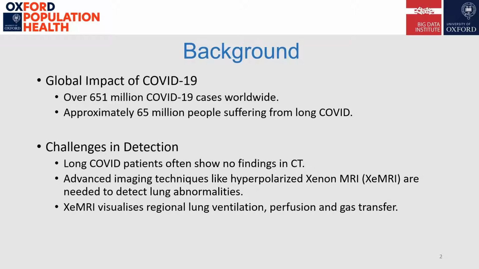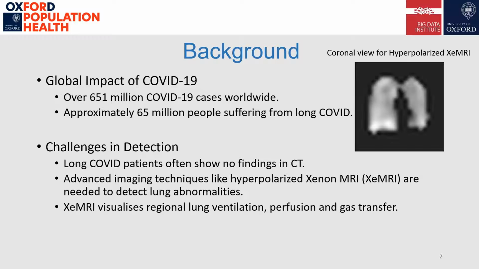To start, let's consider the global impact of COVID-19. Over 651 million cases have been reported worldwide, and approximately 65 million people are suffering from long COVID, characterized by persisting symptoms, especially affecting the lungs. Although CT scans are commonly used to detect pulmonary disease, many long COVID patients show no abnormalities in CT. Therefore, advanced imaging techniques like hyperpolarized xenon MRI are needed to detect lung issues.